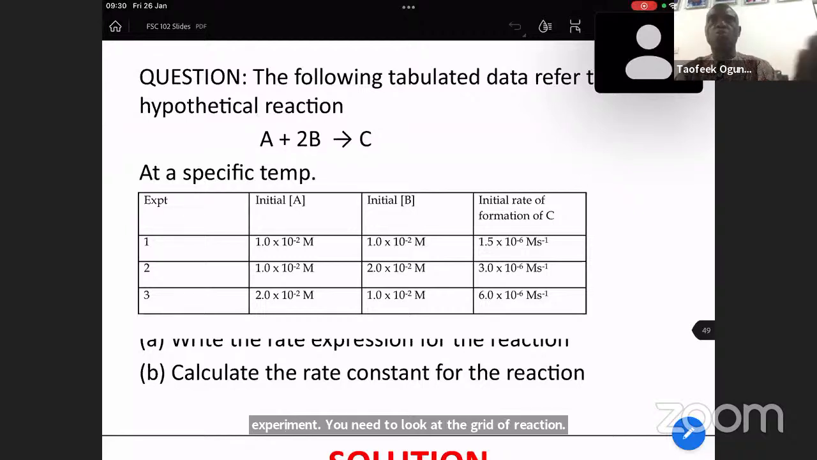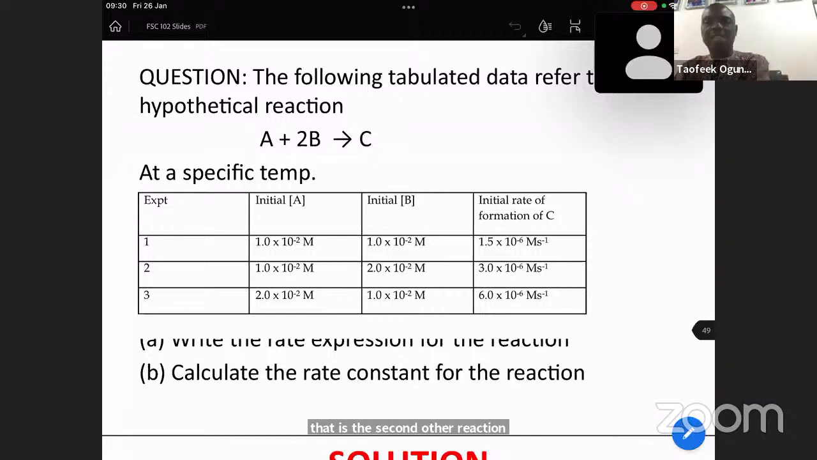We're looking at experiment 1 and 3 now. So look at the rate of reaction for experiment 1 and 3. The rate of reaction changed from 1.5 times 10 raised to the power minus 6 to 6.0 times 10 raised to the power minus 6 molar per second. You double concentration, rate of reaction quadruple. Now, what happened? In this situation, what that means is that when you double the concentration and the rate quadruple, that is a second order reaction.